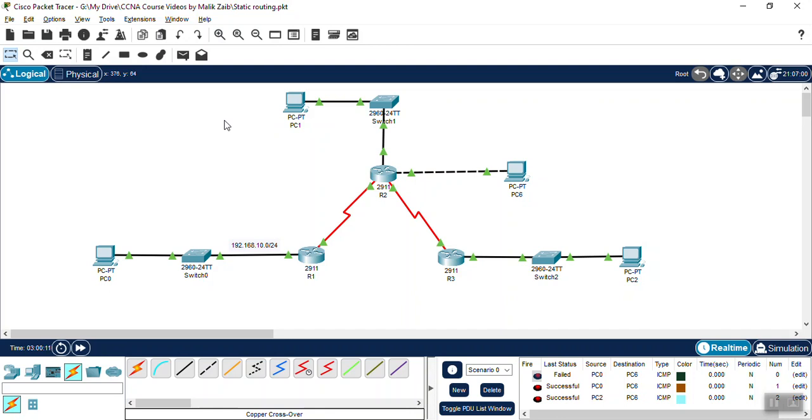Okay, I hope you understand how to add a new network with the static route.